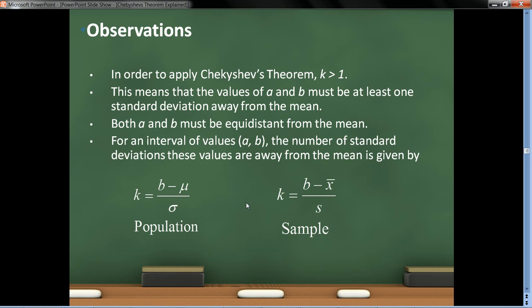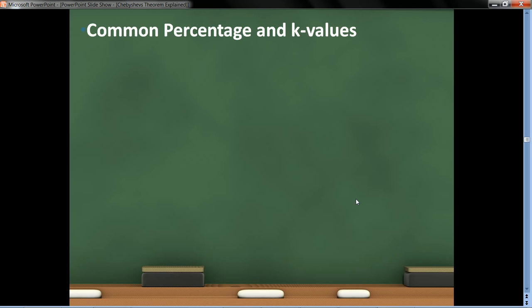Same thing is true for a sample. The formula is the same, but we're just using sample statistics here, x bar and s. So that's great. We don't have to worry about a, because remember, in order to apply this theorem, a and b have to be equidistant from the mean. So without loss of generality, we'll use the right endpoint. k will always be a positive number.